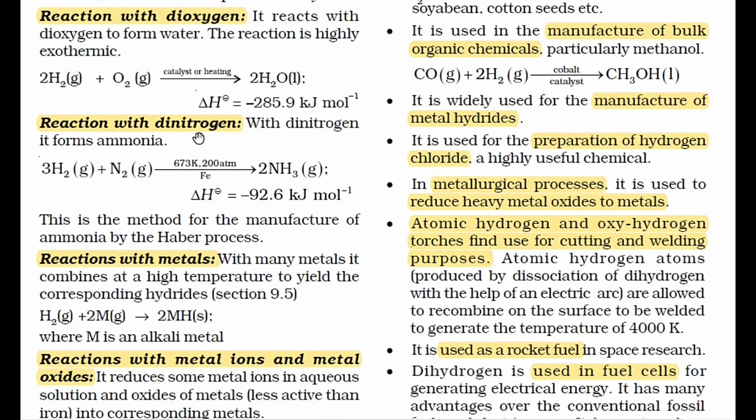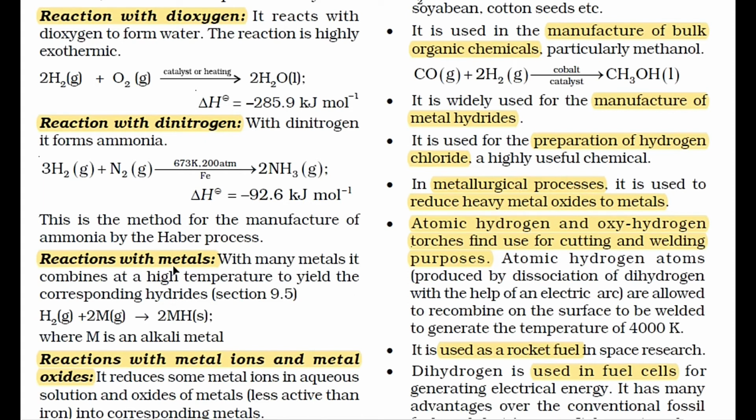Reaction with dinitrogen. With dinitrogen it forms ammonia by a well-known process called Haber's. Here H2 and N2 react in the ratio 3:1 at 673 Kelvin under 200 atmosphere pressure in the presence of iron as catalyst with molybdenum as promoter to give 2 moles of ammonia. And even this reaction is an exothermic reaction where for per mole of ammonia the energy liberated is 92.6 kilojoules.